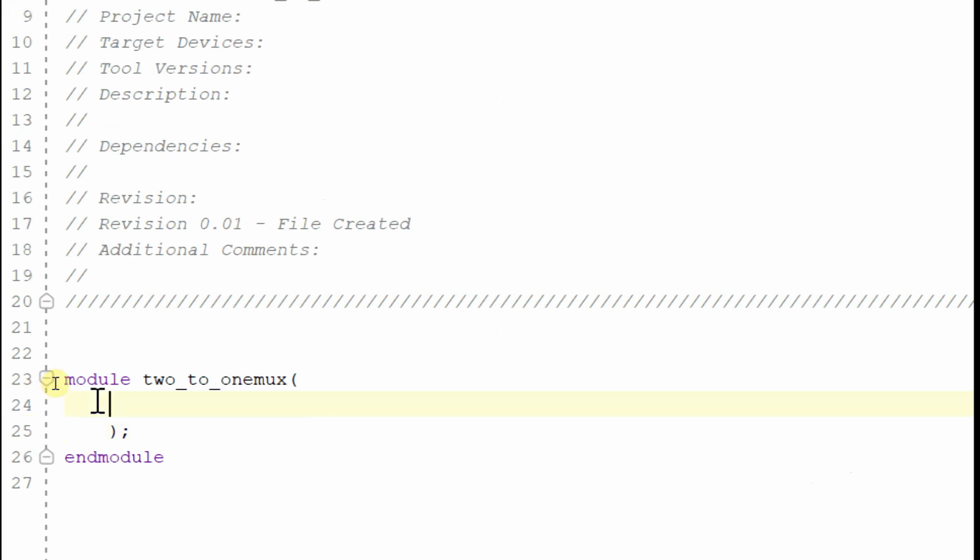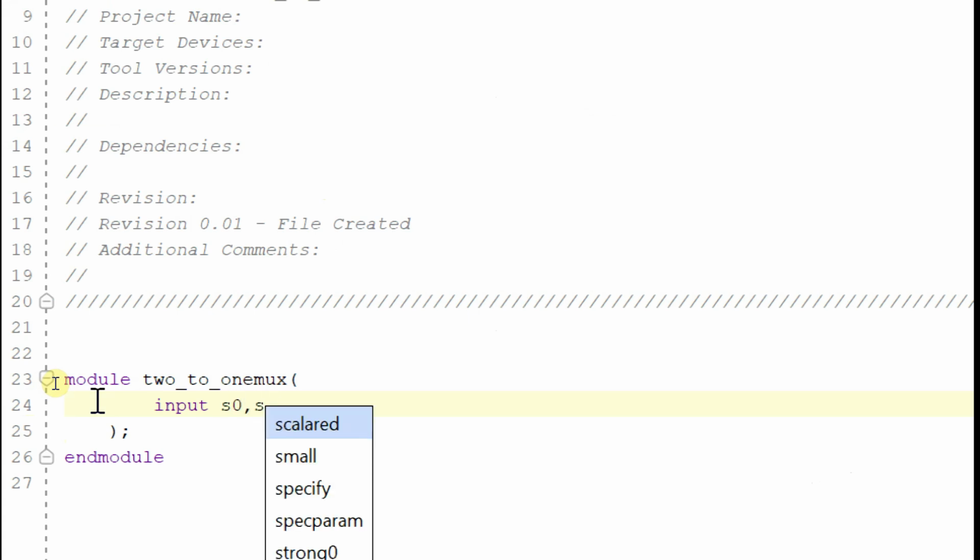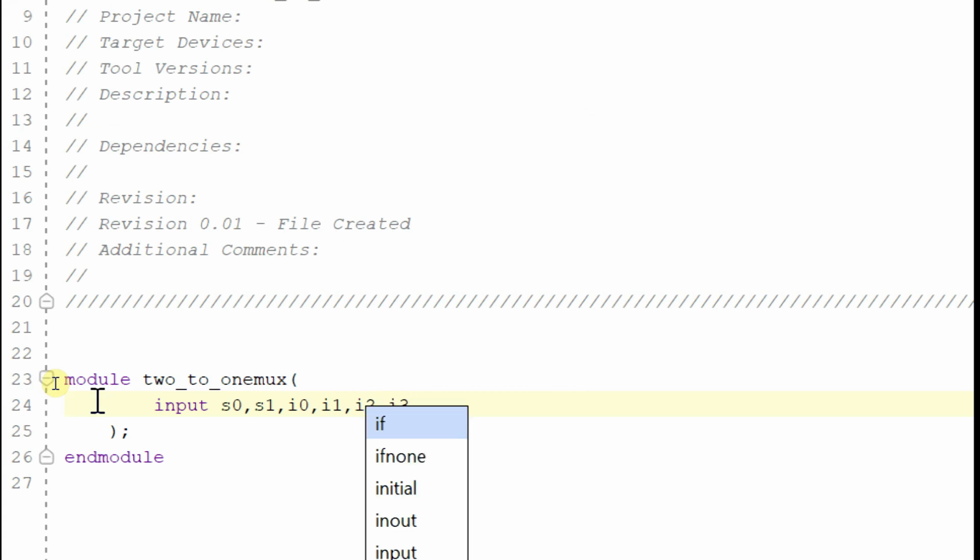So what are all the input ports we have? I0, I1, I2, I3. Okay, so these are the input ports we have: S0, S1, I0, I1, I2, I3.